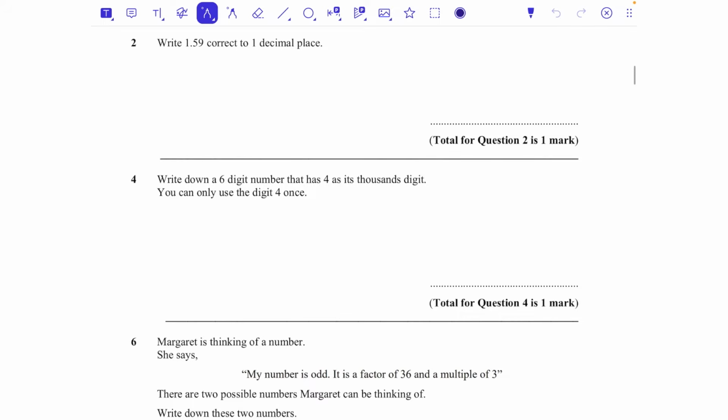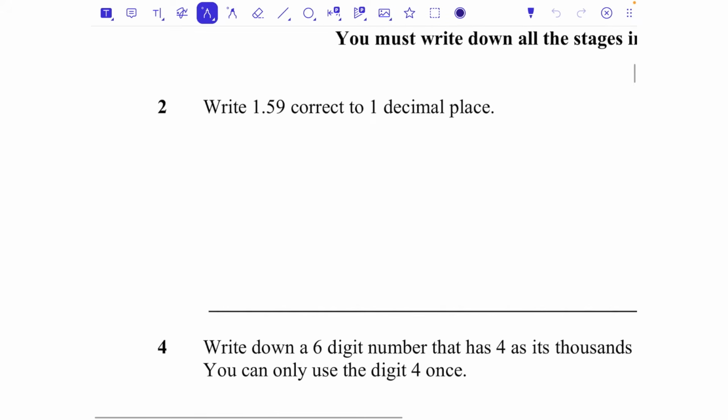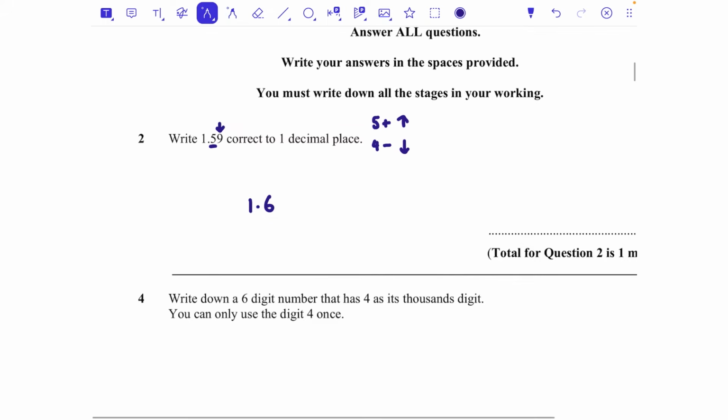Okay, question number 2. Write 1.59 correct to 1 decimal place. So when we are rounding to decimal places, the first decimal place is this number here. And we always check the next column over. Now 5 and above rounds up, and 4 and below rounds down. So because that number is a 9, we're going to round up, and our answer here is going to be 1.6. The 9 rounds the 5 up, so we have 1.6. If that 9 was a 2, it would have rounded down, which would have kept it the same. We would have written 1.5.